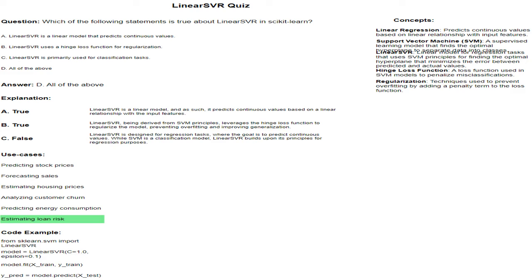It first imports the LinearSVR class, then creates an instance of the model with hyperparameters like C, the regularization parameter, and epsilon, the tolerance for error. The model is then trained on the training data, X_train and y_train, using the fit method, and predictions are made on the test data, X_test, using the predict method. The predicted values are stored in y_pred.